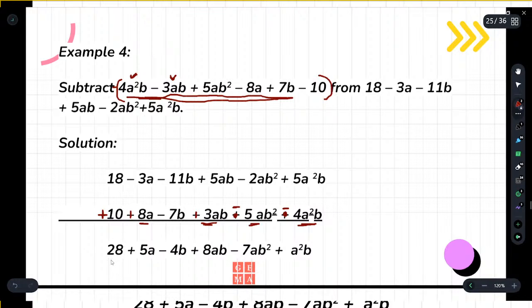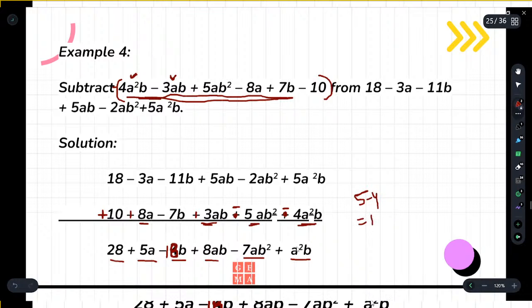18 plus 10 is 28. Minus 3a plus 8a is 5a. Minus 11b minus 7b is minus 18b, right? Let's move on. And 5ab plus 3ab is 8ab. And minus 2ab square minus 5ab square is minus 7ab square. And 5a square b minus 4a square b is what? A square b, because 5 minus 4 is 1.